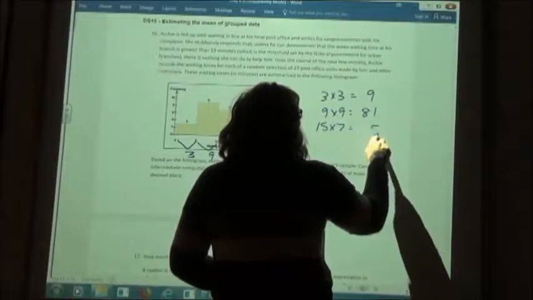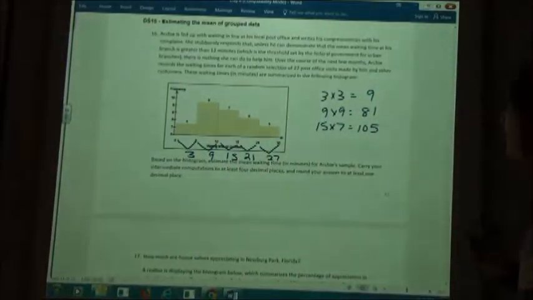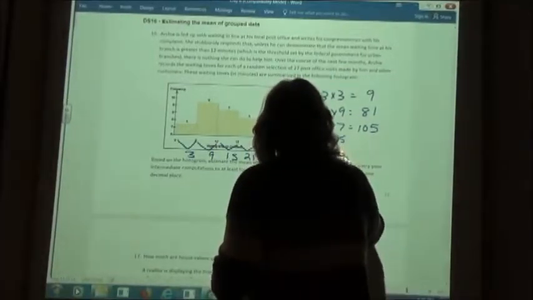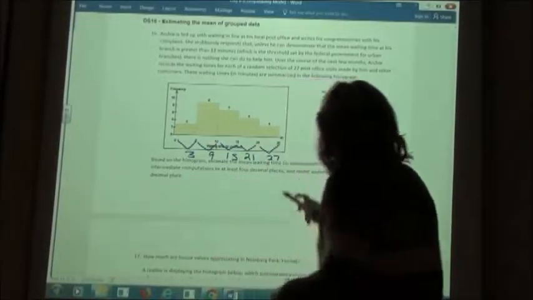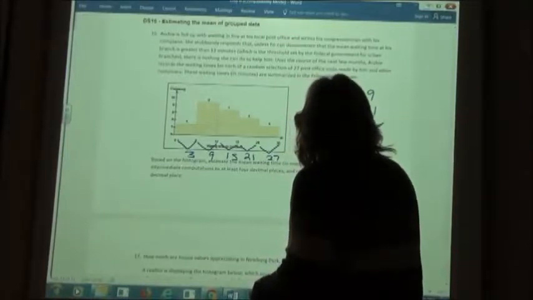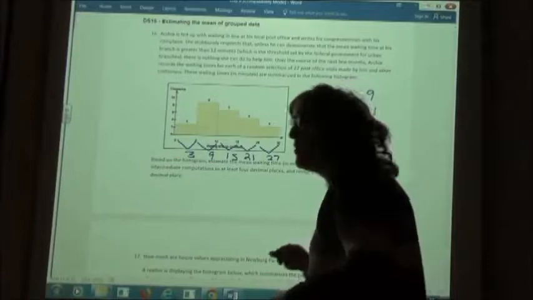Let's see, 5, carry my 3, 105. Did I multiply that right? All right, then we're going to do our 21 times 5. So that would be 5, 10, 105 again. And then we're going to do our 27 times 3. 3 times 7 would be 21, 6, 7, 8, 81, if I multiplied that right.